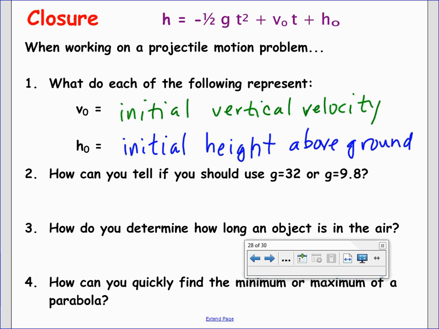How do you tell whether you should use G is 32 or G is 9.8, right? What in the problem will tell you which to use? Blake? We use 32 if it's in feet and 9.8 if it's in meters. Awesome. We use G equals 32 if we're in feet, making sure that our quadratic coefficient will be negative 16 versus 9.8. Thank you. You would use it if you're working with meters. Awesome job.